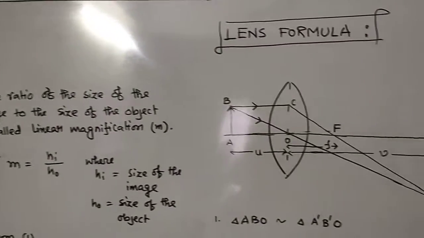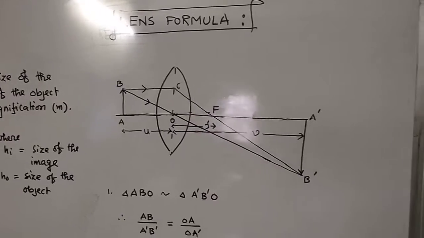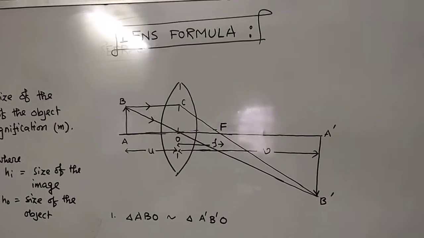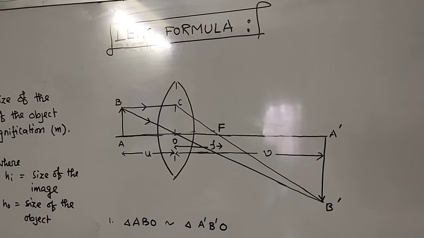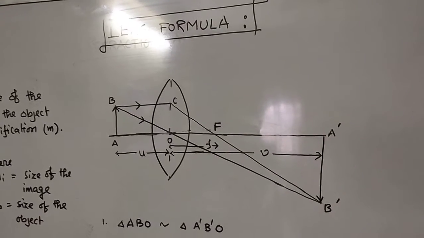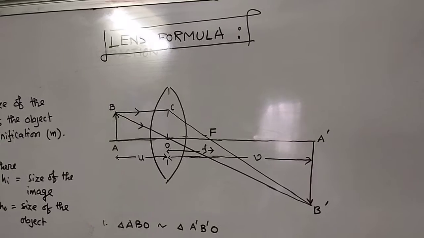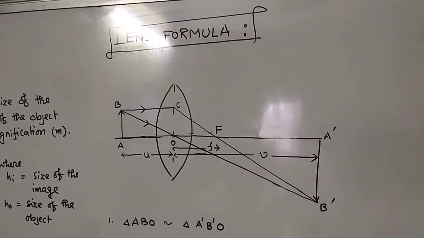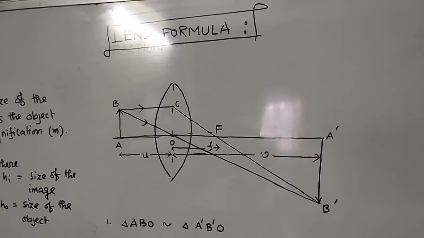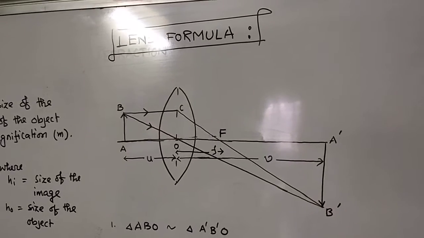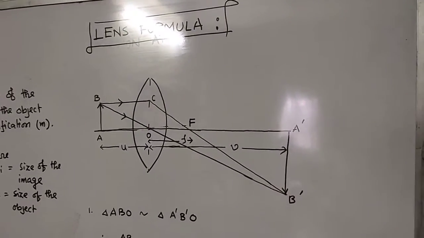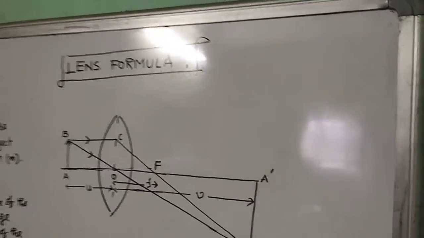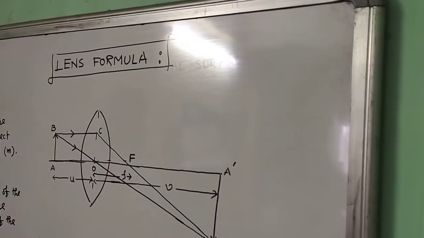Today we are going to discuss the lens formula. The lens formula can be defined for a concave lens and for a convex lens. You can define it for a convex lens with a real image, a convex lens with a virtual image, and also a concave lens with a virtual image. Here we'll consider a convex lens and define the lens formula for a real image.